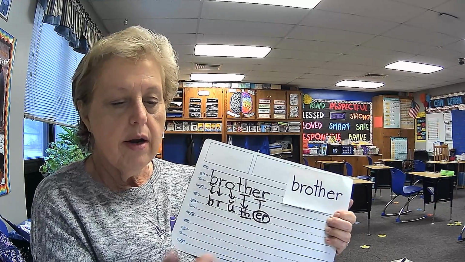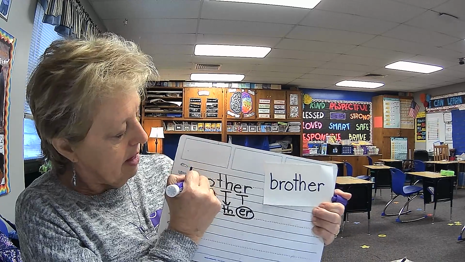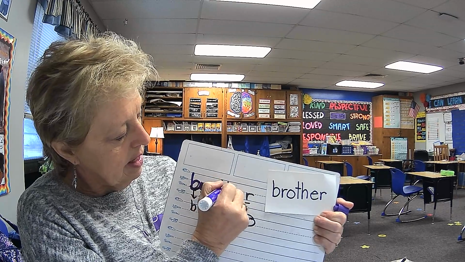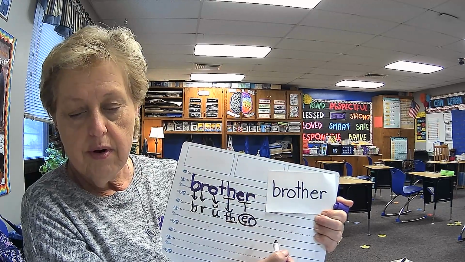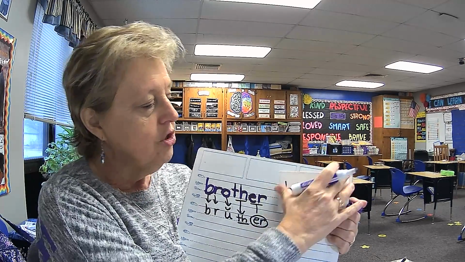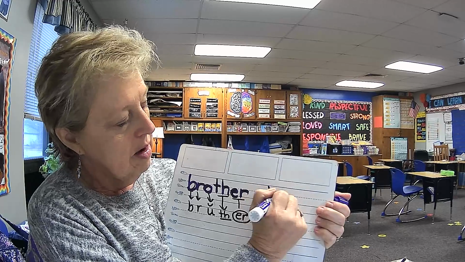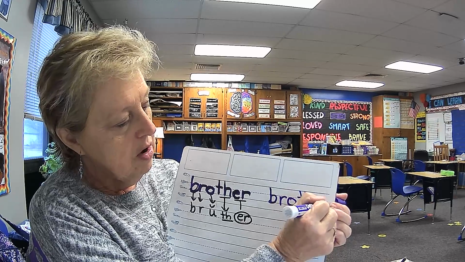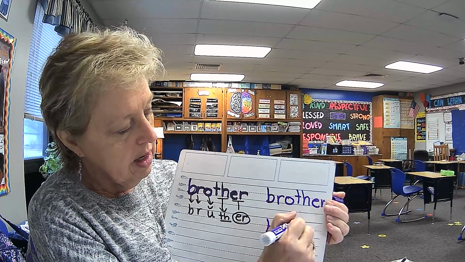Brother. All right. Let's trace the word in a different color. I like to use the highlighter myself on the iPad. Brother. B, R, O, T, H, E, R. Brother. Now let's change to a different color, and I want you to write brother 3 times. B, R, O, T, H, E, R. It's helpful if you spell it for each letter that you're writing.